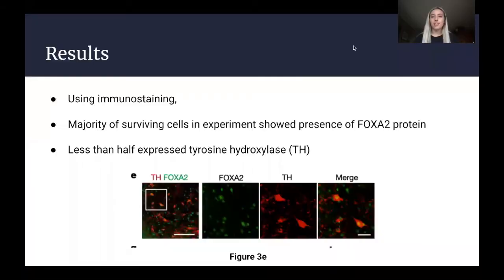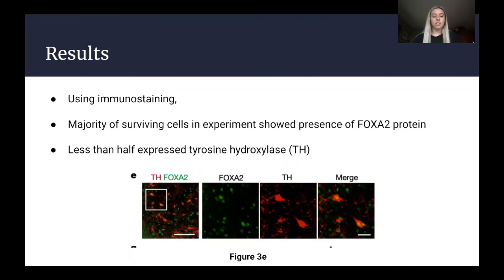So now let's talk about the results from the conducted experiment. As stated before, immunostaining is a process scientists use to detect a specific protein or proteins in a sample. In this case, FOXA2 and TH were sampled. FOXA2 is a protein that is a transcription factor that plays a significant role during neurological development when dysregulated or mutated. And tyrosine hydroxylase, or TH, is the enzyme responsible for catalyzing the conversion of amino acids.